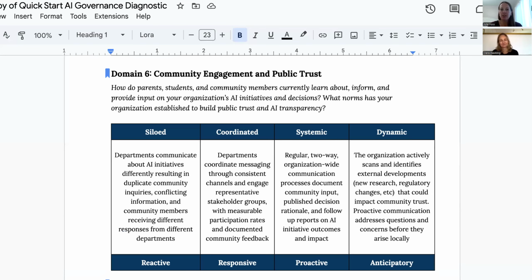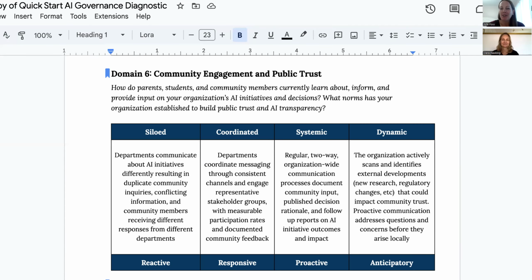So, how are you engaging stakeholders? Do your stakeholders need different things in order to be engaged? And really exploring that. How do people get informed? How do people learn about the decisions you're making and the AI initiatives that are part of your organization? What norms do you have around building public trust and transparency? And your efforts, how are they validated in people's perception of public trust in your organization? So really thinking through those components is part of domain 6.